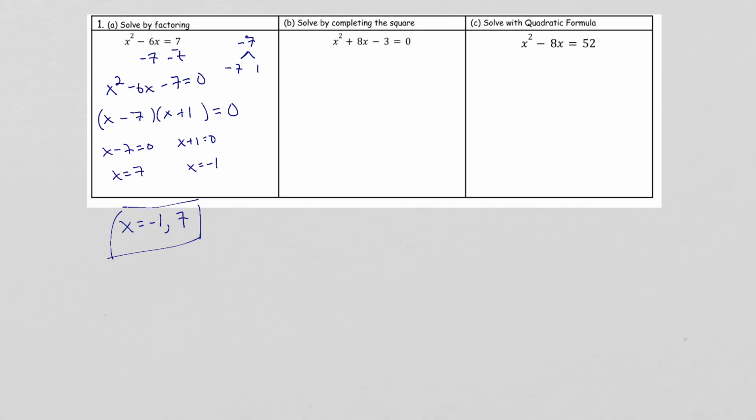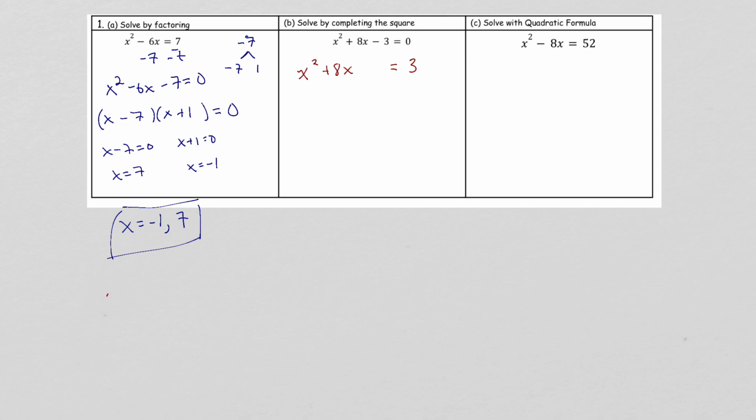All right, next one here. So we want to solve this one by completing the square. First thing we're going to do is take this 3 and move it over to the right side. That's going to give us x squared plus 8x. And then I always like to leave a gap, and then I get equals a positive 3 on the right side. Now what we're going to do, and I'll do my scratch work down here.